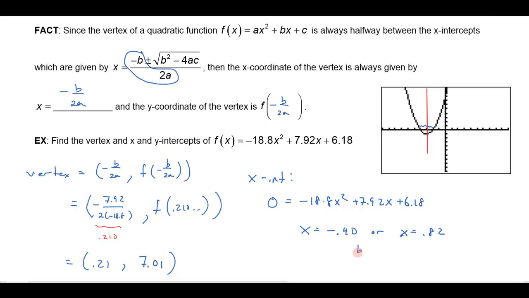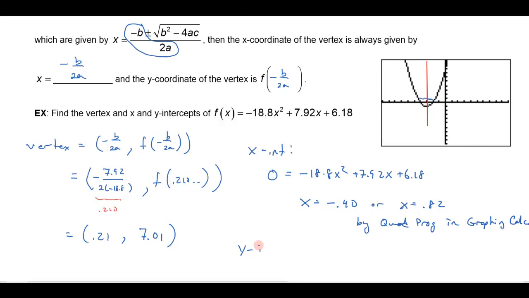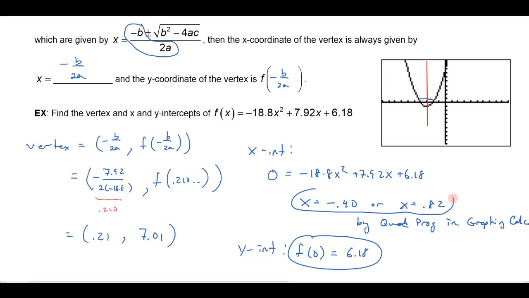And for my work, I'll just say by the quadratic program in graphing calculator. Okay, and then my y-intercept, to find the y-intercept, I just let x equal 0, so that's just the function evaluated at 0, and this is 0 and this is 0, so I'll just get 6.18. Alright, so there's my y-intercept, there's my x-intercepts, there's my vertex.